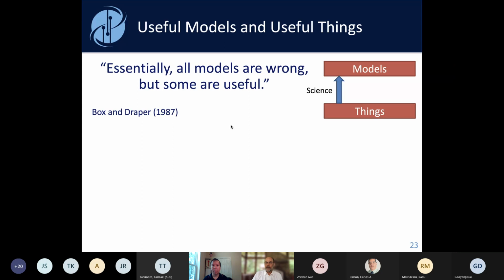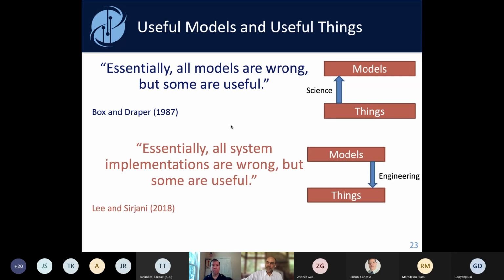So you've all heard George Box's famous quote, essentially all models are wrong, but some are useful. I realized when I was working on that book that George Box was talking about scientific models here, where it's incumbent on the model to match the physical thing. So the model is always wrong because it can never perfectly match the physical thing. So what's the mirror image for engineering?